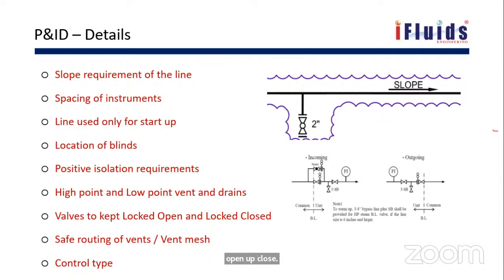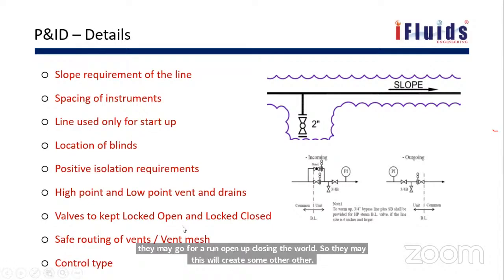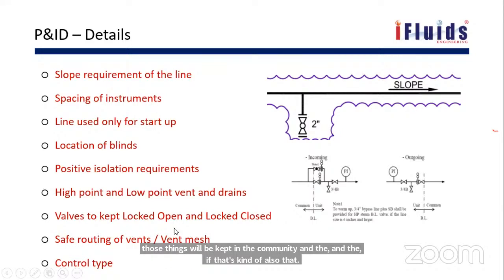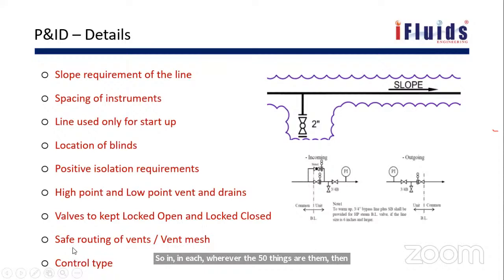So to avoid that, they will paint it and put a lock. They will put a physical lock or some other arrangement such that even if someone tries to open it knowingly, they cannot. They will identify that to open this valve they need some permission. They will go, get the permission, and then open. So those things will be captured in the PNID for such valves. Wherever the safety things are there, the lock open, lock closed valves will be there. And safe routing of vents and vent mesh.